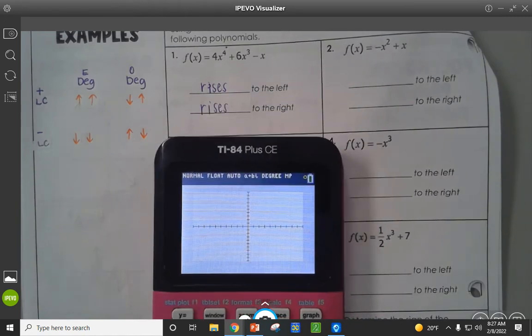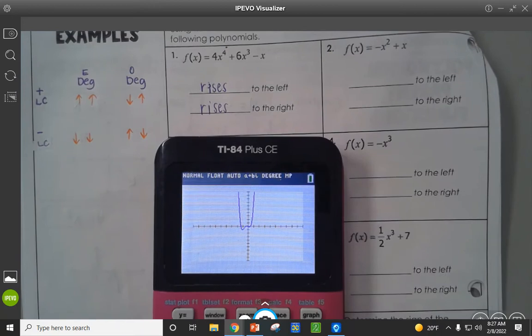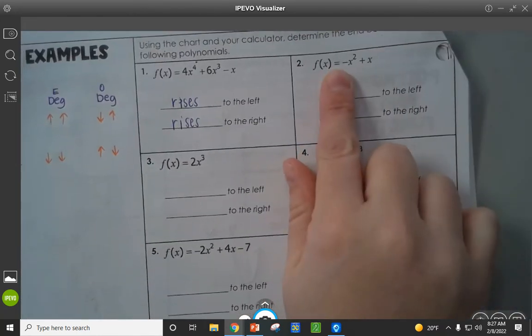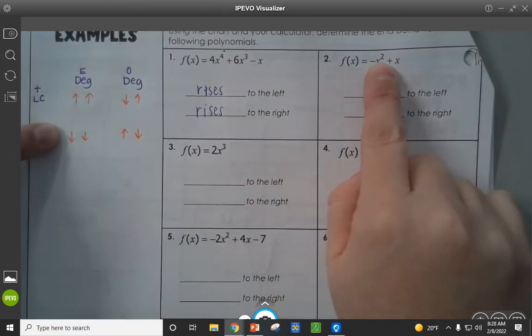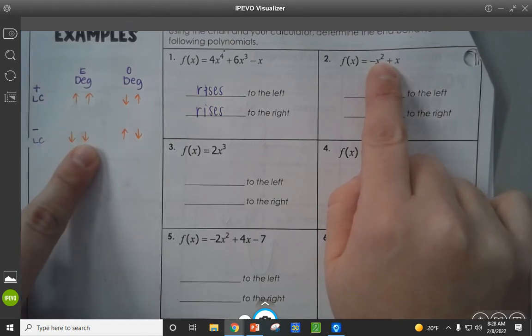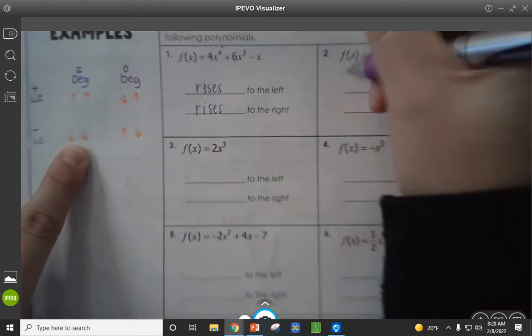If I look at the graph, notice the left and the right are both going up. The arrows point up if I were drawing arrows on the endpoints. Okay. Number 2, is my leading coefficient positive or negative? Negative. Is my degree even or odd? Even. Your highest exponent is 2, so it's even, so they both point down.